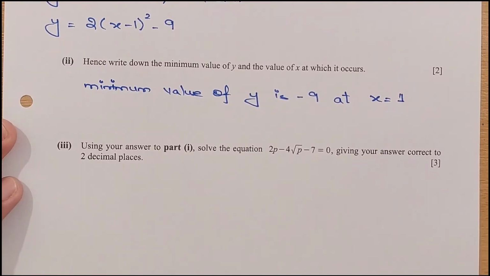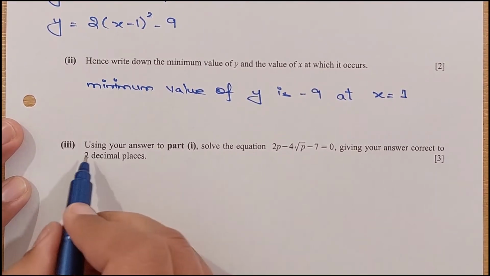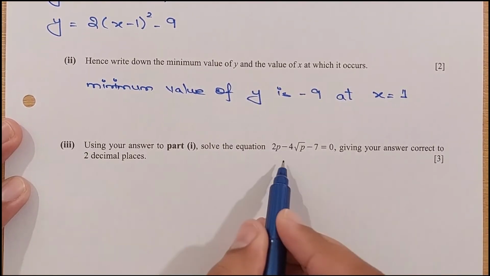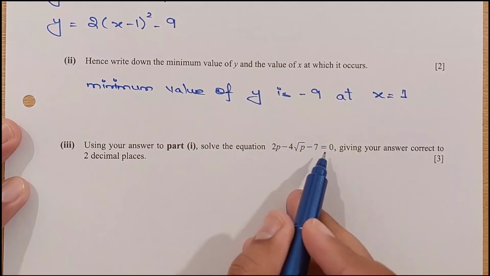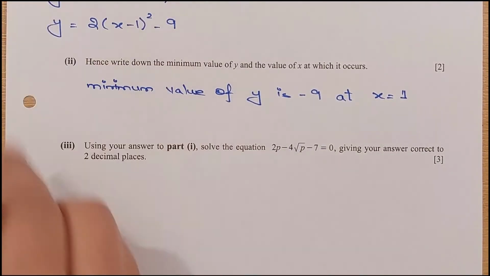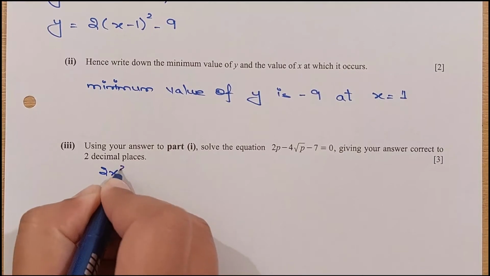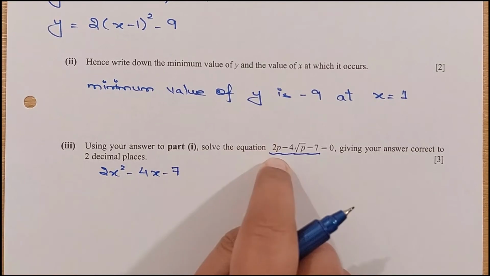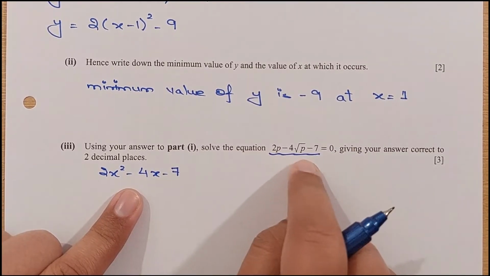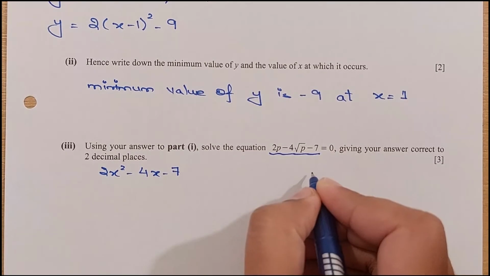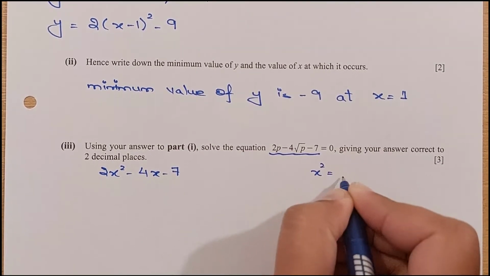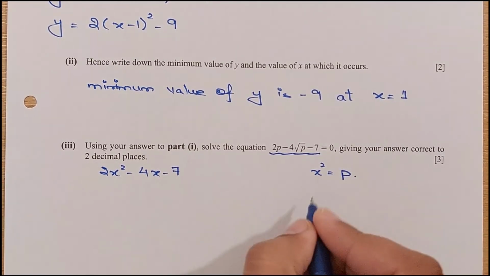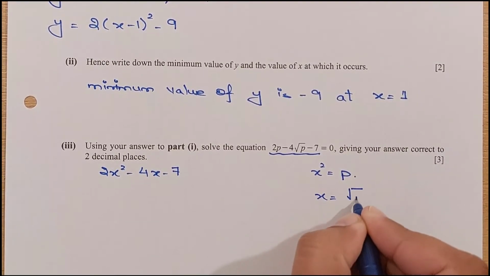Now for part 3, using your answer to part 1, solve the equation giving your answer correct to 2 decimal places, right? We have to solve this equation. So from part A, the equation we have is 2x square minus 4x minus 7, and this equation is 2p minus 4 square root of p minus 7. So basically x square equals p. So this p is as an x square, right? So x is basically square root of p, right?